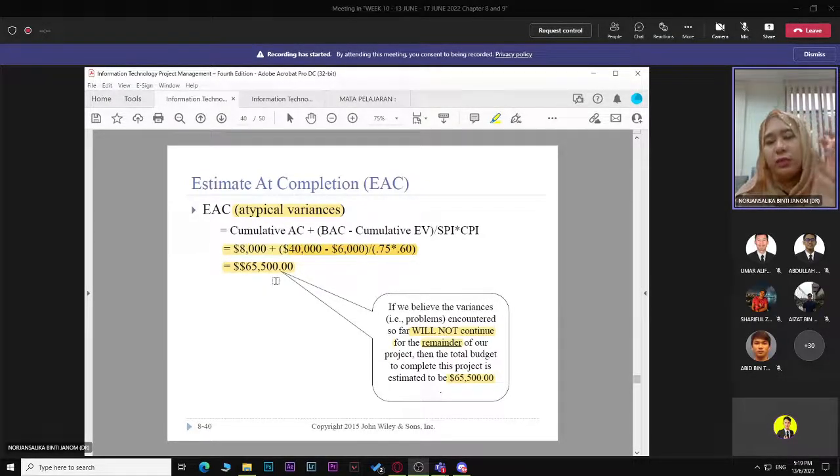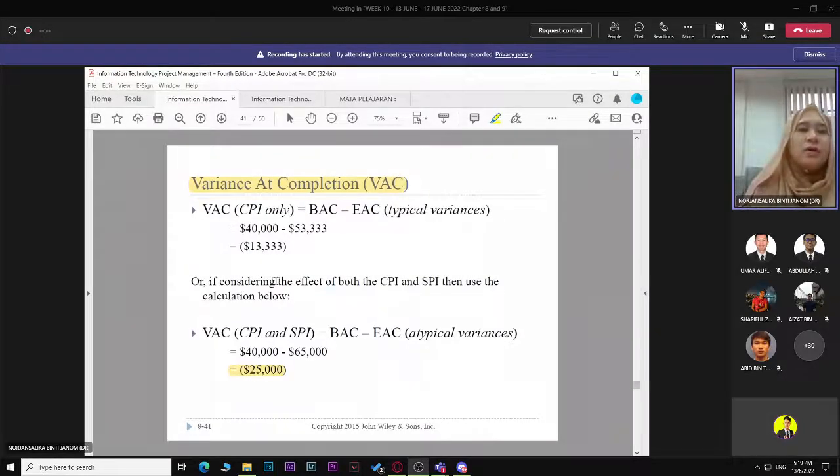Okay, only that you need to inject some money for that. So now you want to know the differences. Variance at completion, how much? So 40,000 original plan minus 53,000 just now. So you need to add more money, $13,333 USD or ringgit Malaysia.